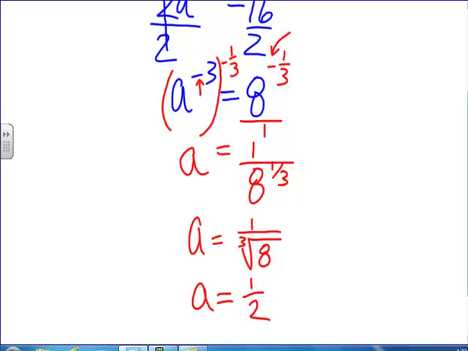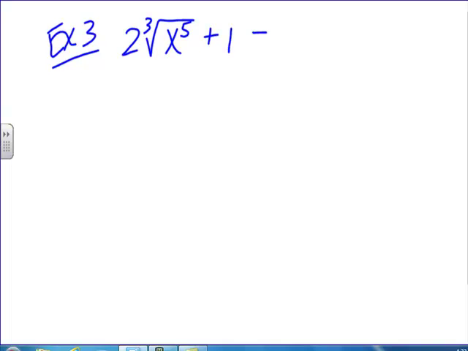Okay, one more. I think you hopefully will find that these problems are not too bad once you understand the process. So, given 2 cube root of x to the 5th plus 1 equals 487, and the directions would be solve for x.